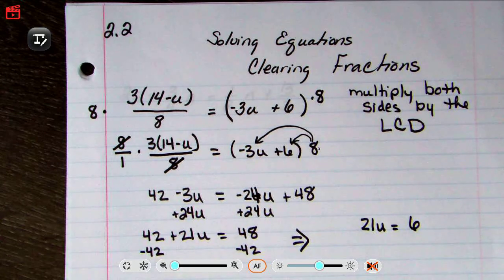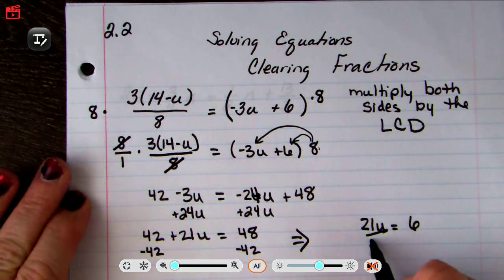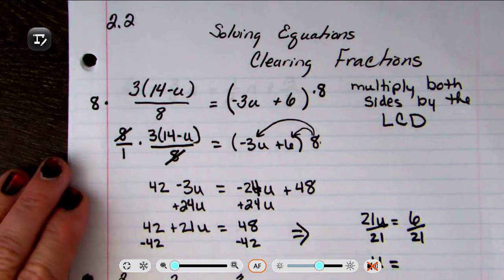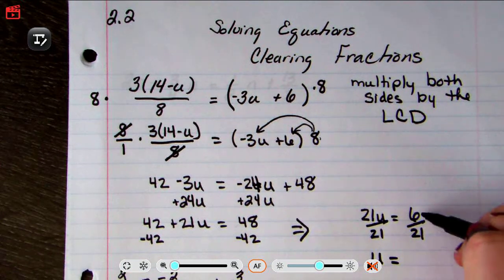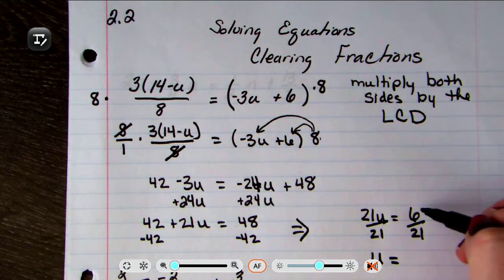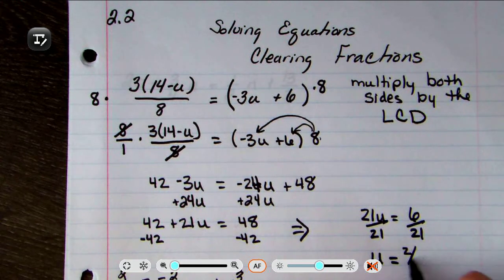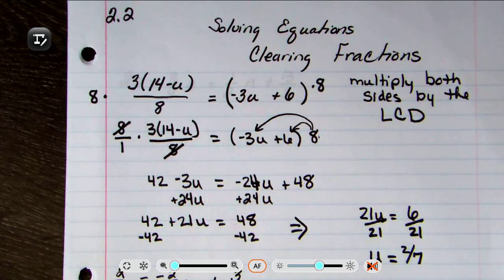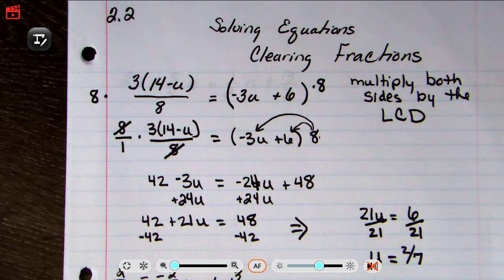And now to finish this off, we're going to divide by 21. So u is going to be equal to, and I'm going to reduce this, they both have a 3 in common, so this would be 2 sevenths. And again, I want to remind you, you can go back and substitute and make sure things work nicely, if you want to substitute to make sure that it does check.